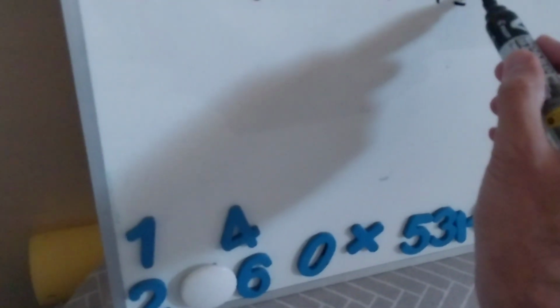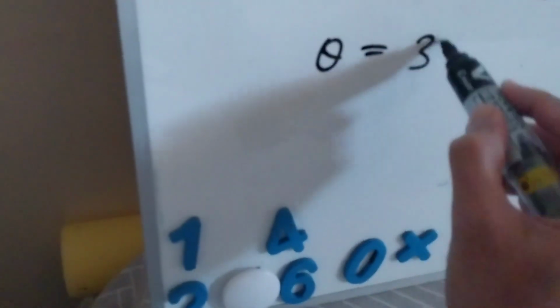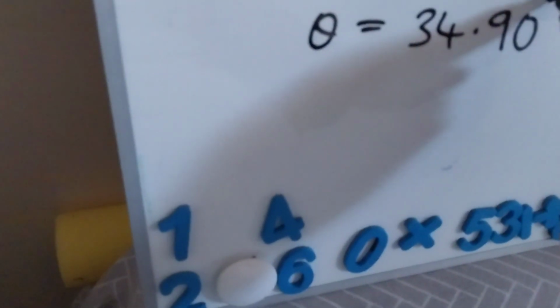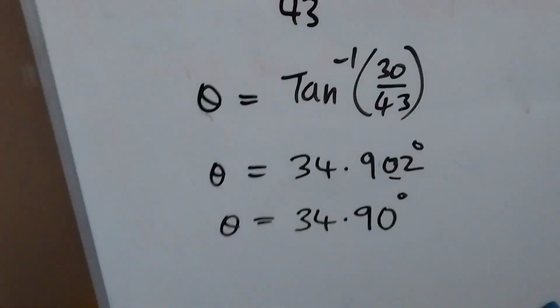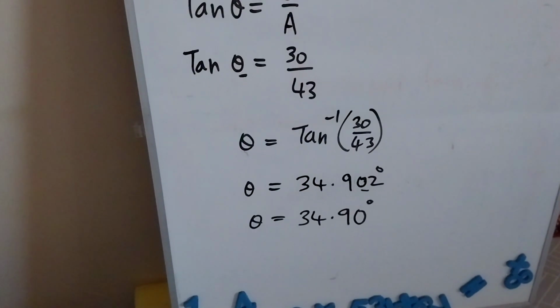So up to 2 decimal places, the third decimal place is a number that is less than 5, so you don't add 1 to the second digit. So angle theta equals 34.90 degrees. So if you're giving the answer for angle, make sure you put the symbol for the degrees. That is the angle of elevation.